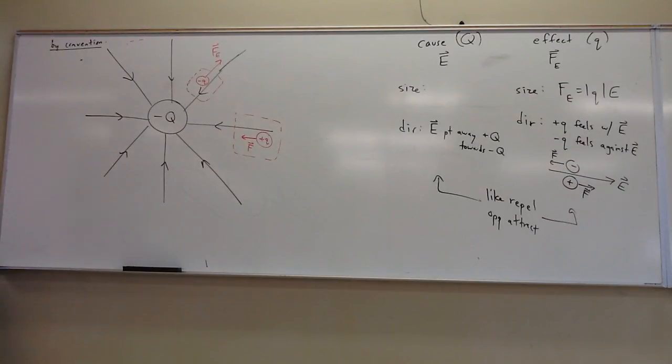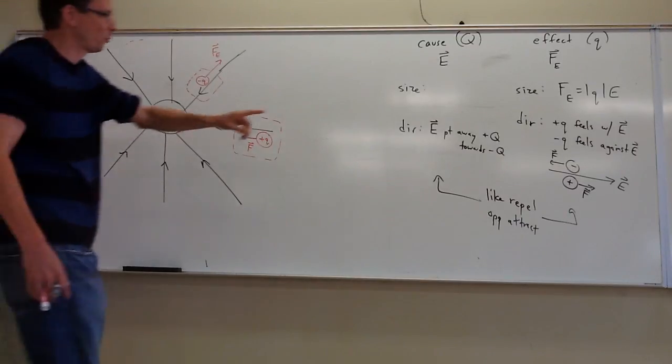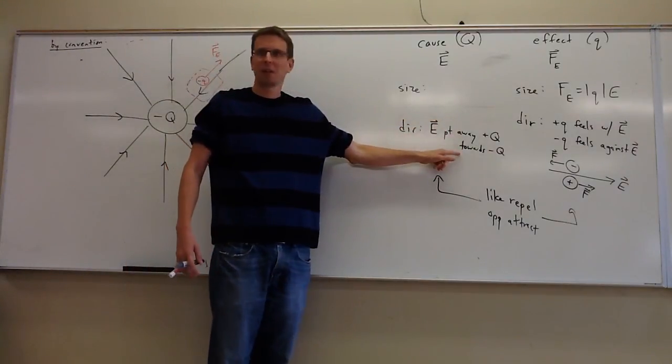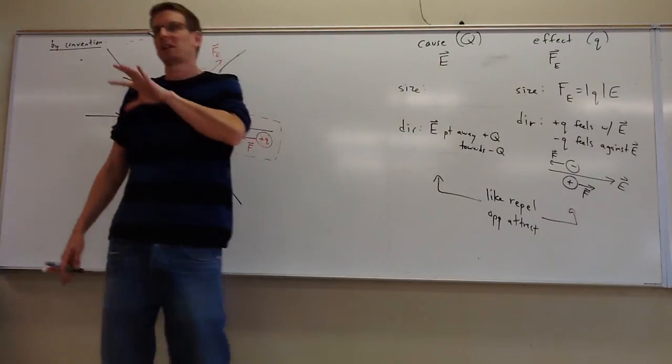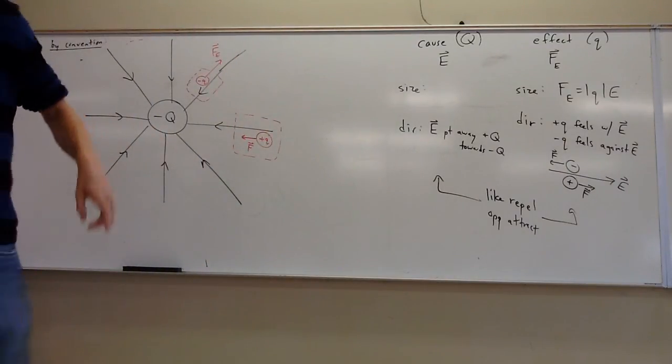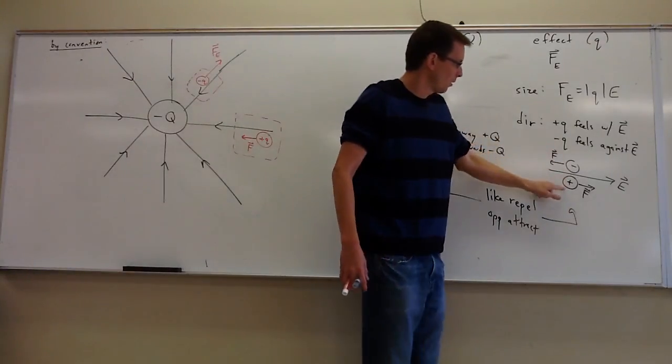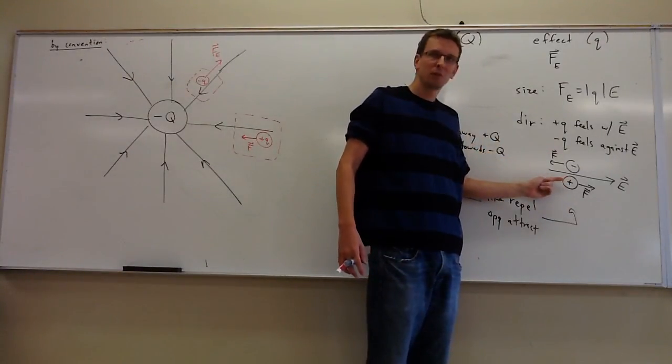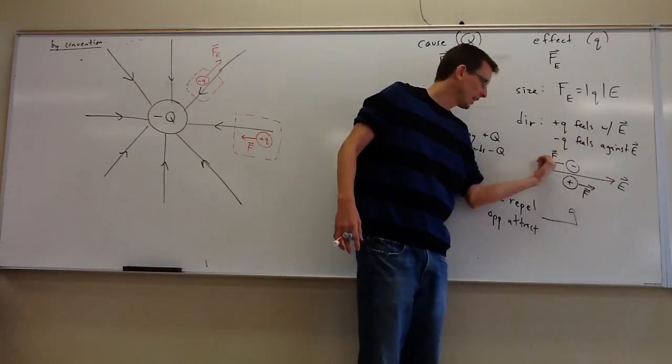So now we still have like charges repel and opposites attract, but we can talk about the cause, the electric field, separately. It points away from plus big Q and towards minus big Q. And we can talk about the effects separately. If you have an electric field at some location in space, and you put something there, positive charge, little q, will feel a force with it, negative against it.